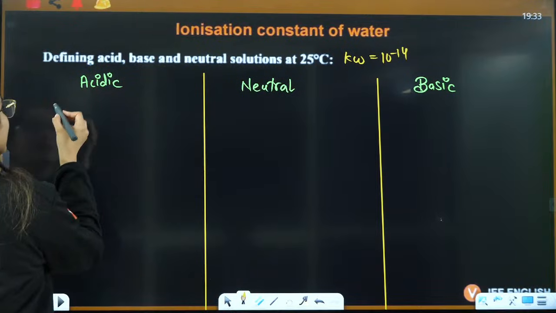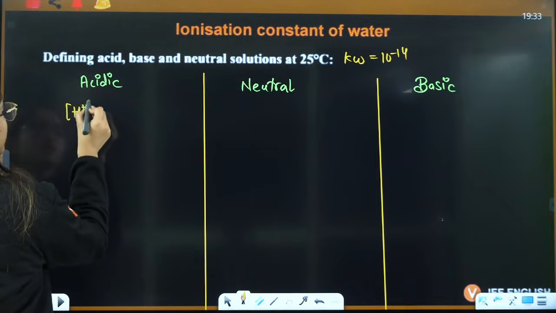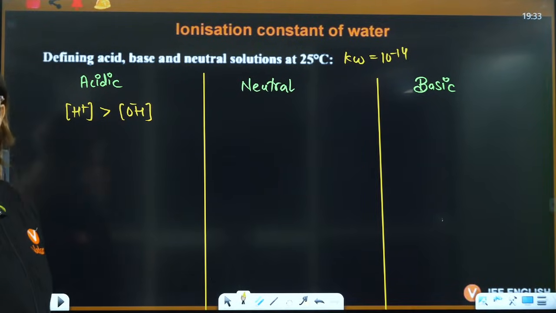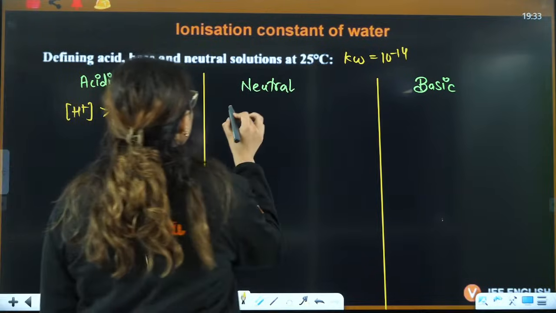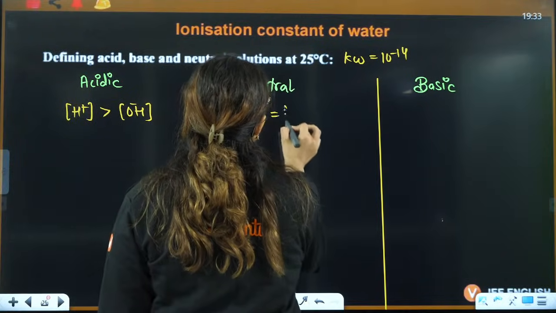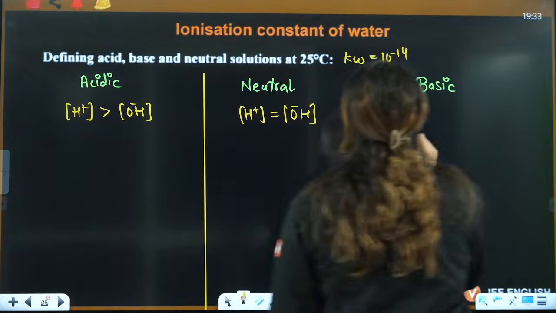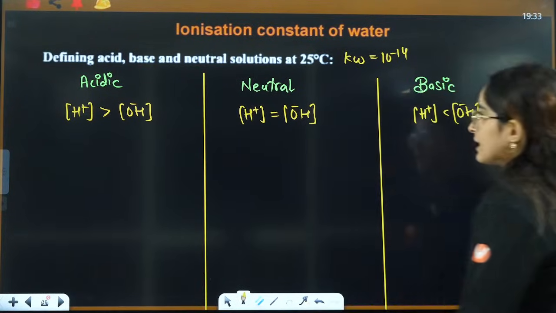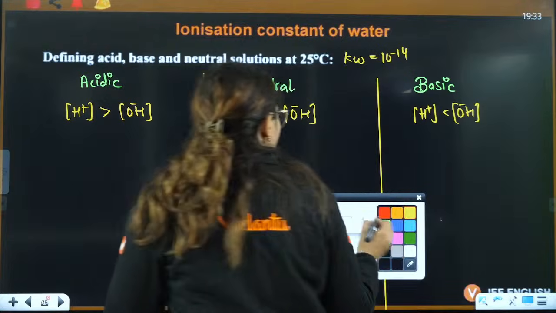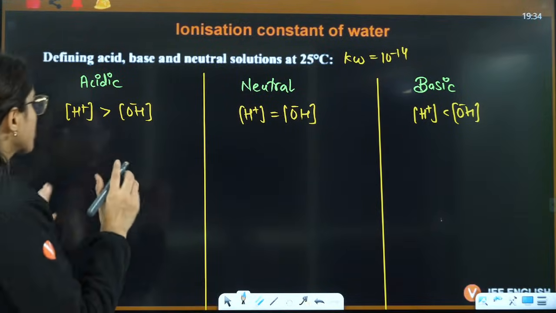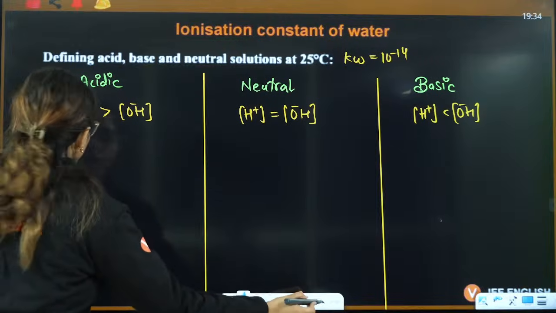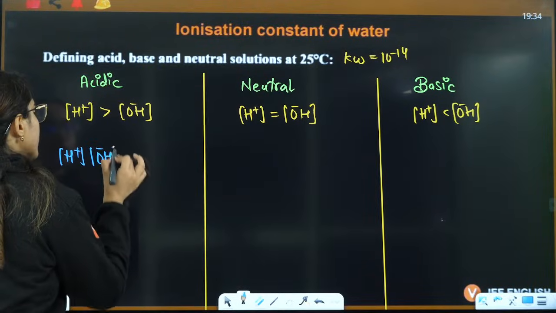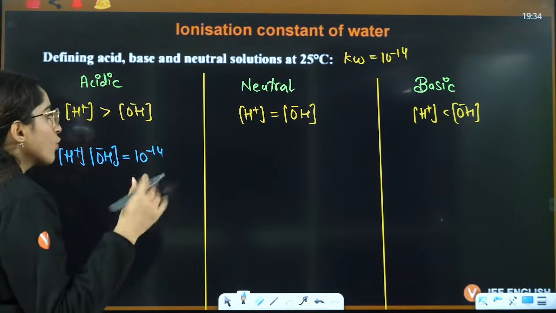Now, in an acidic solution, H positive concentration will be greater than OH negative, only then, because if H positive is more, only then it is going to be acidic. In neutral solution, H positive concentration is equal to OH negative. In the basic solution, H positive concentration will be less than OH negative, right? But we know one thing, that Kw is always the same. So you can write one thing constant here, that H positive multiplied by OH negative is always 10 raised to the power minus 14, no matter what.